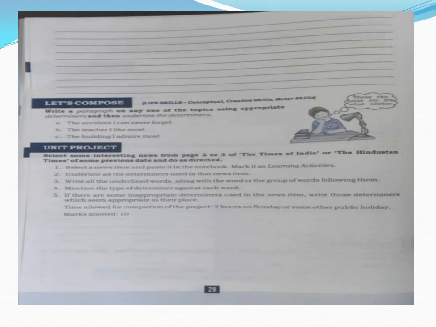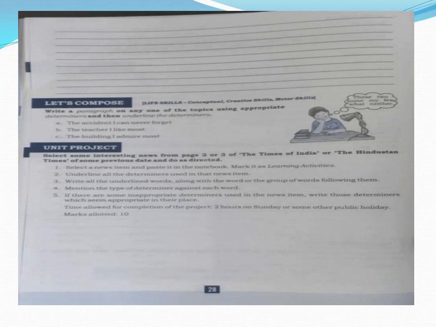Then write all the underlined words, whatever words you underlined, that you have to write in your notebook, and then along with the words or the group of words, follow them and then mention the type of determiners also. If there are some important determiners missing in the news item, write those determiners which seem appropriate in their place.